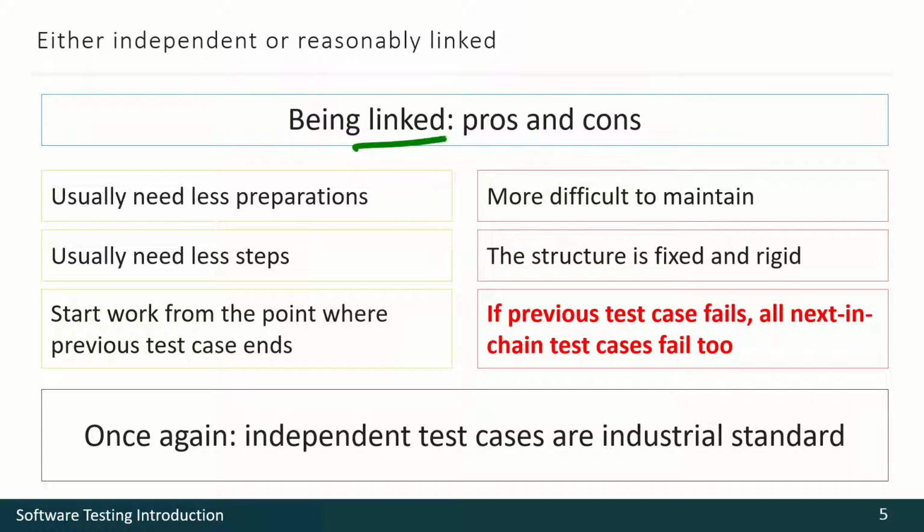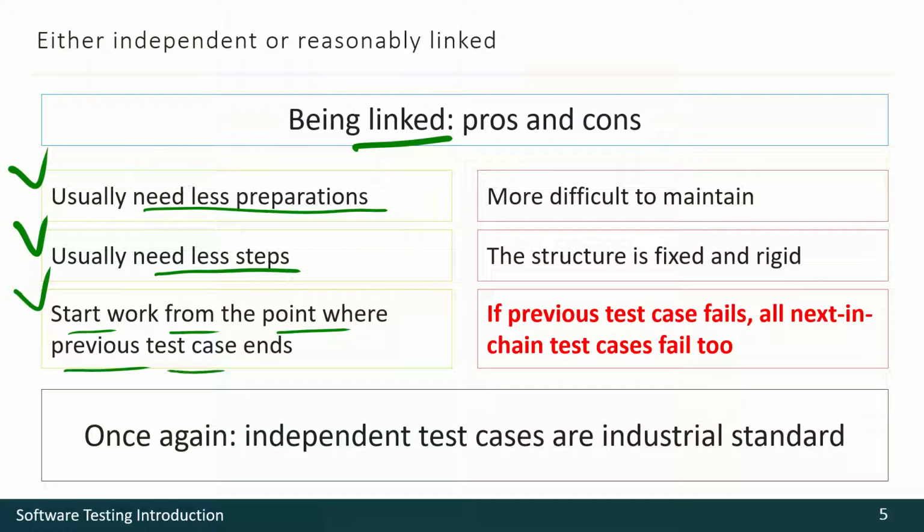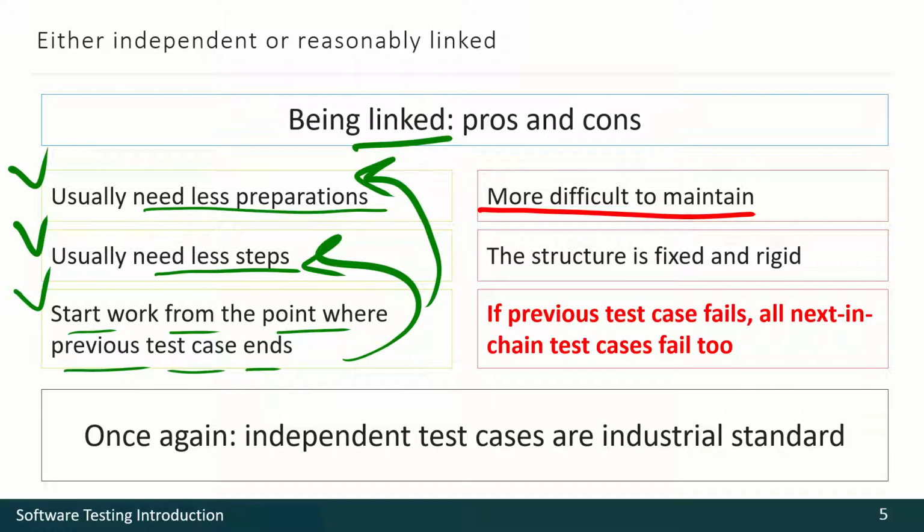If we are talking about linked test cases, they usually need less preparation, they usually have fewer steps, and that's because they start working from the previous point where the previous test case ends. That's why they need fewer steps and less preparation. But such tests are more difficult to maintain, and the structure of such sets is usually fixed and rigid.